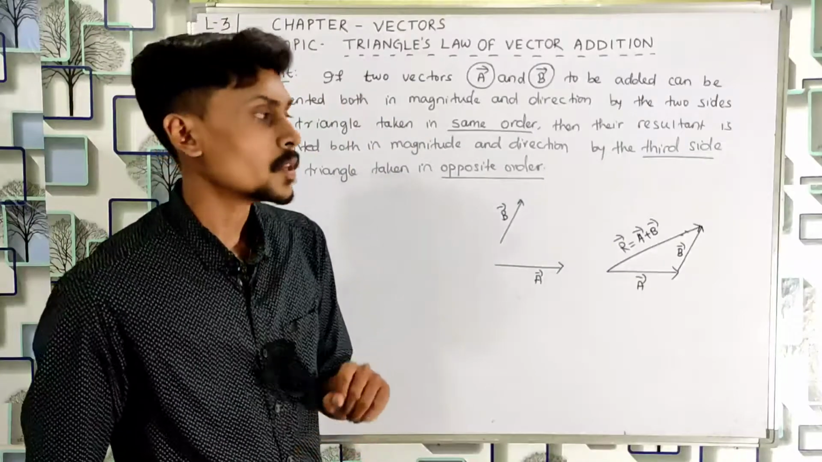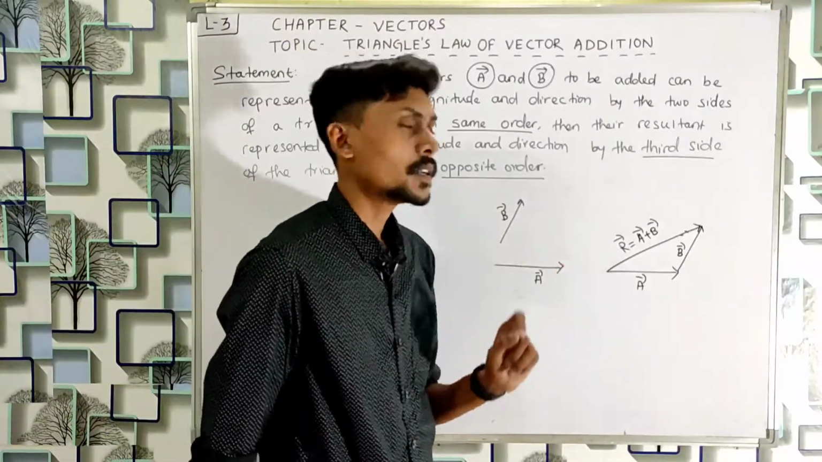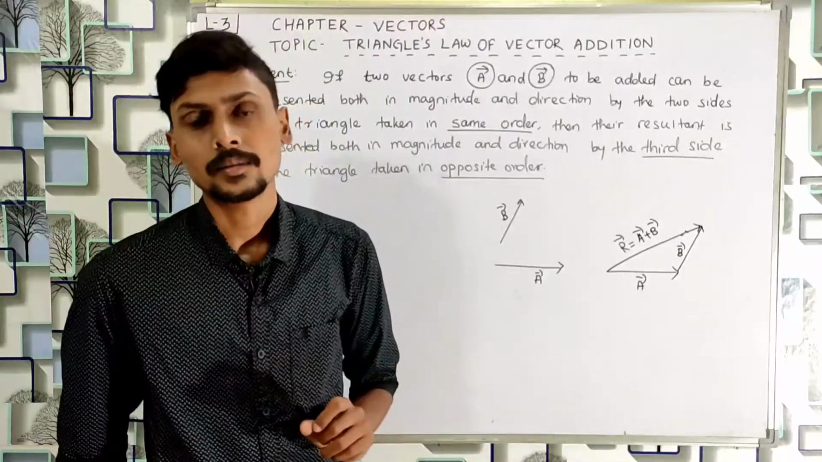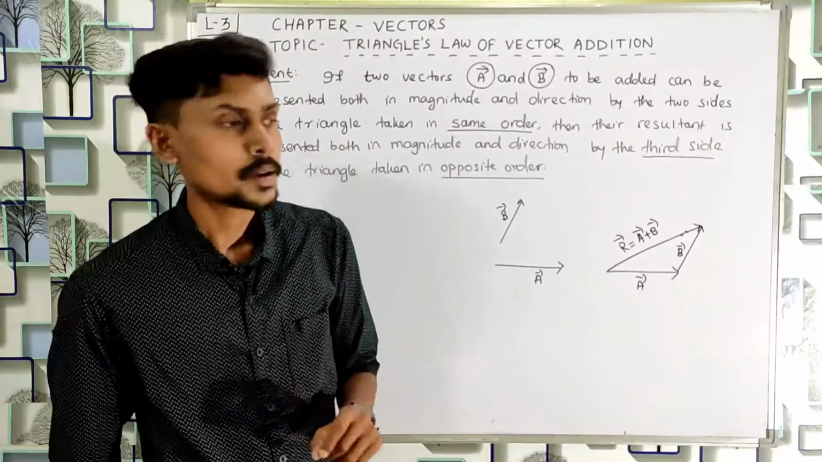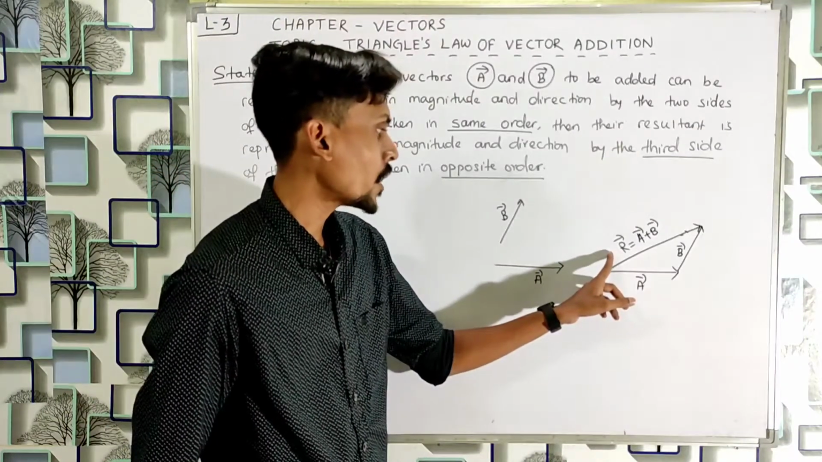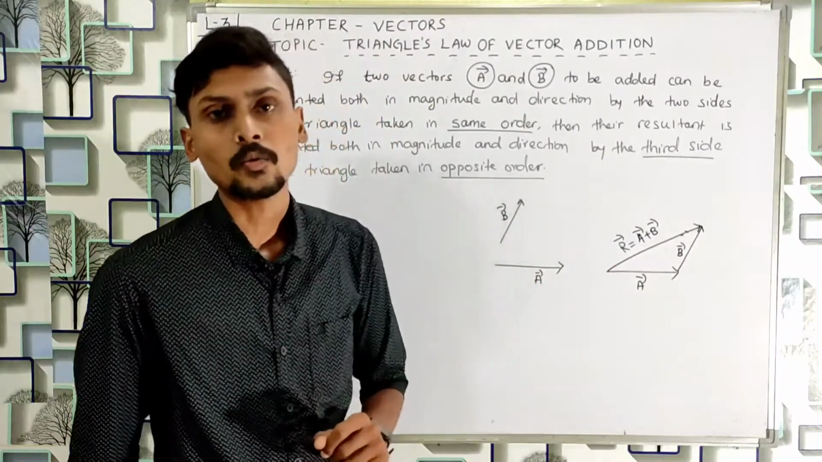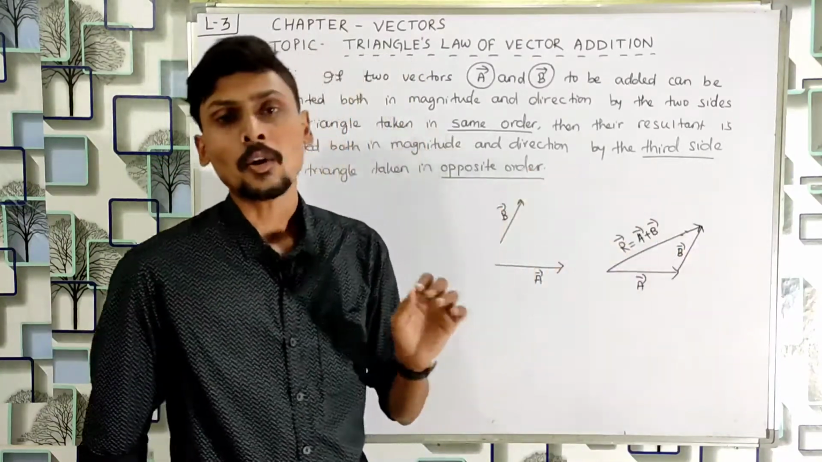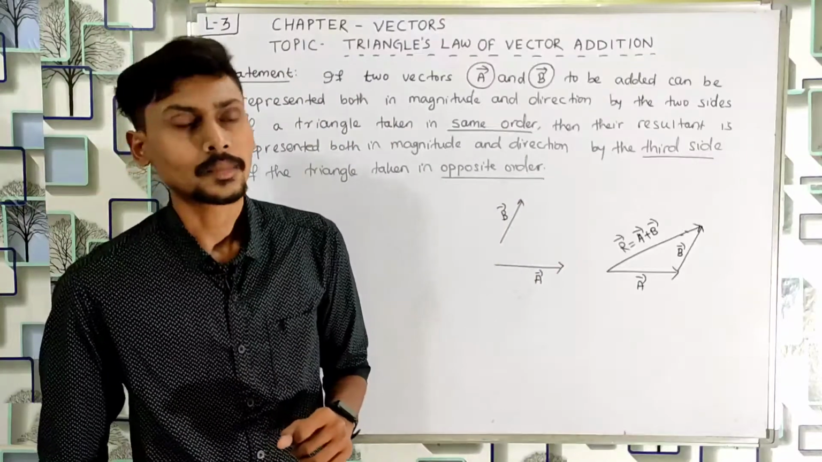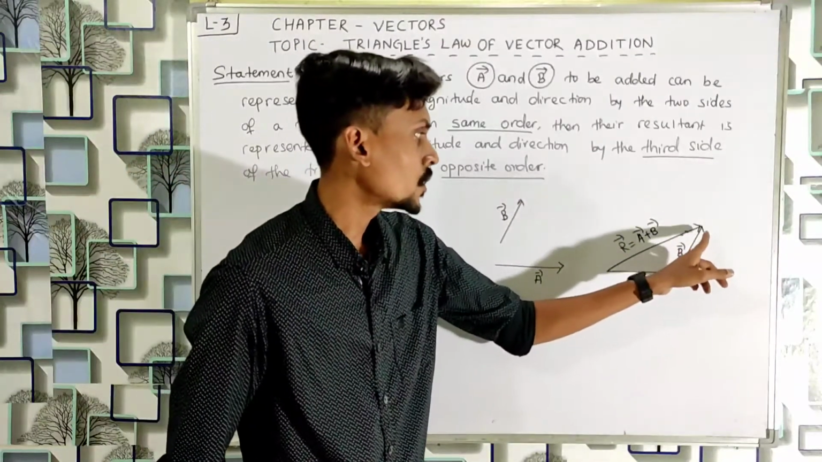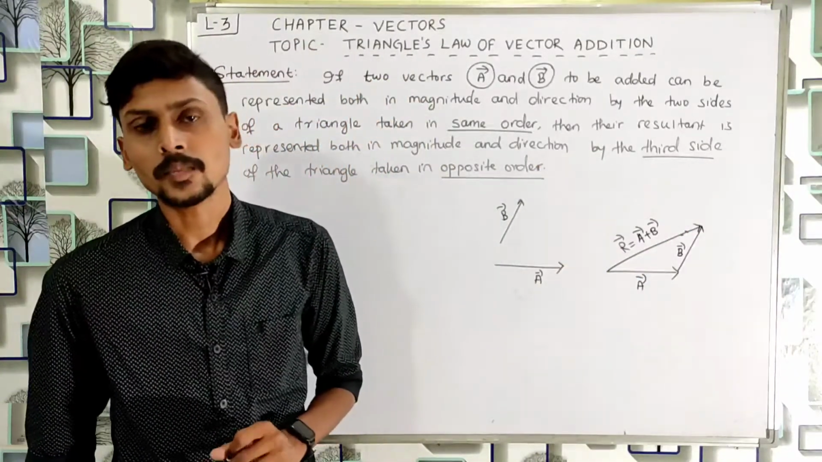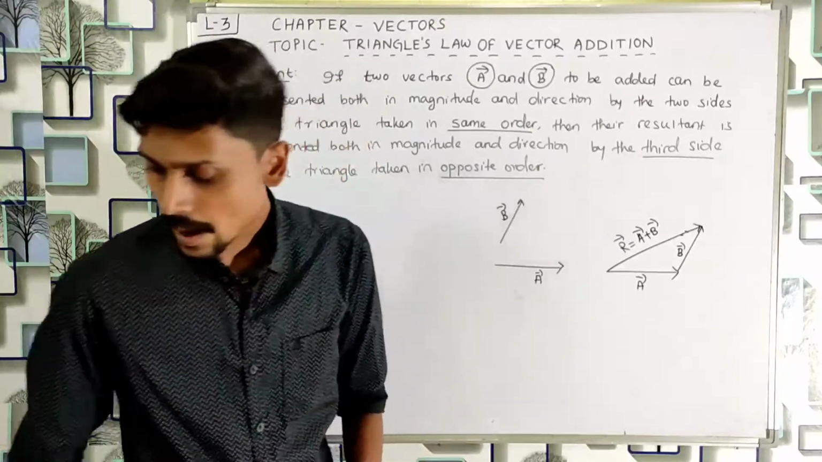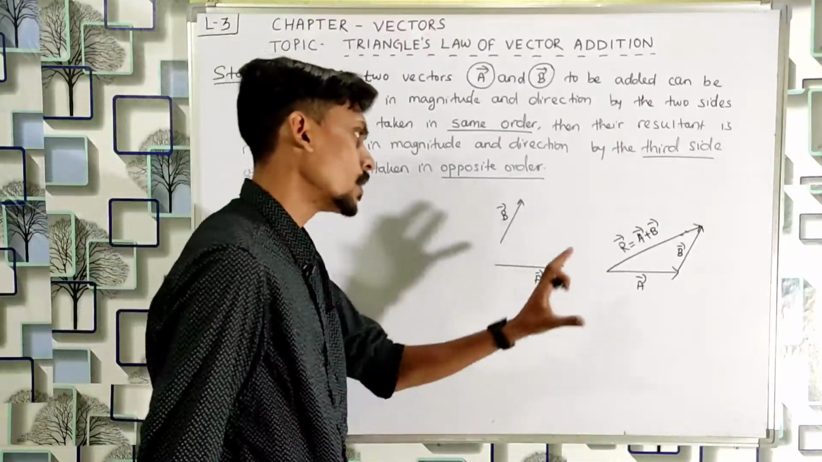From this diagram you can see that R vector and A vector both are in opposite order, because the tail of R vector and A vector are joined to one point. And again R vector and B vector are also in opposite order, because their heads are connected to one point. Is that clear? So I have drawn the diagram.